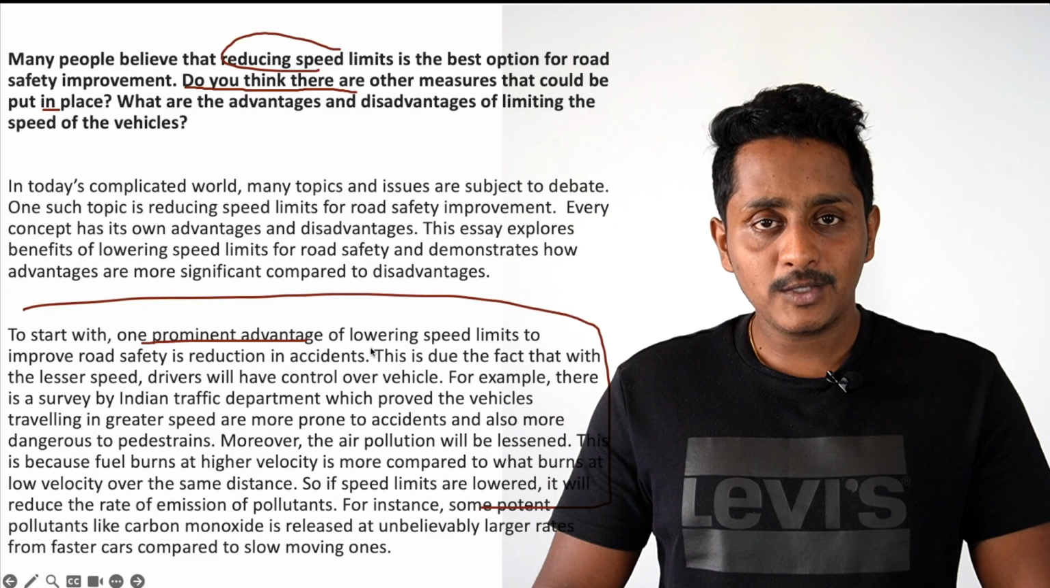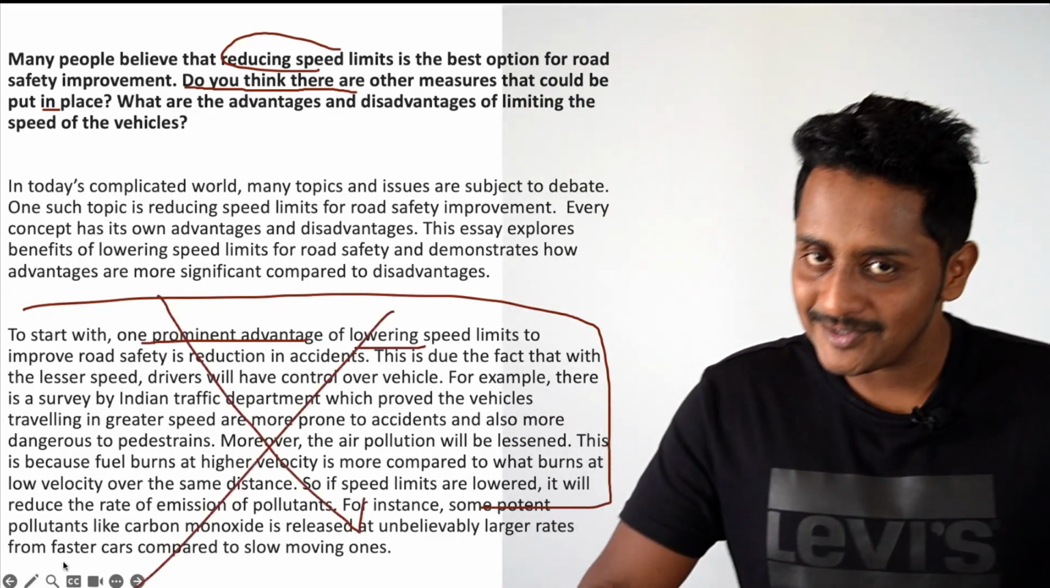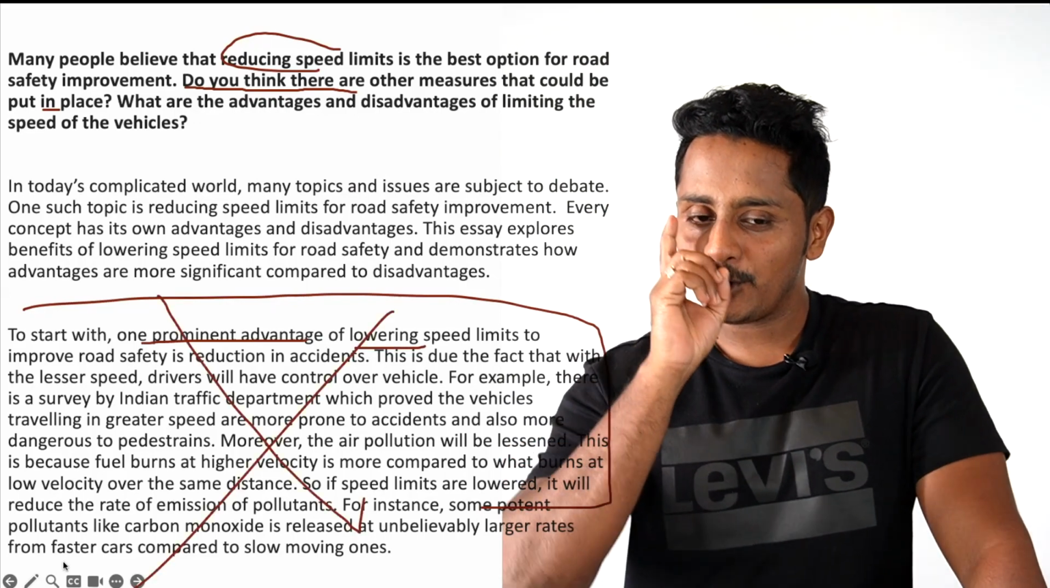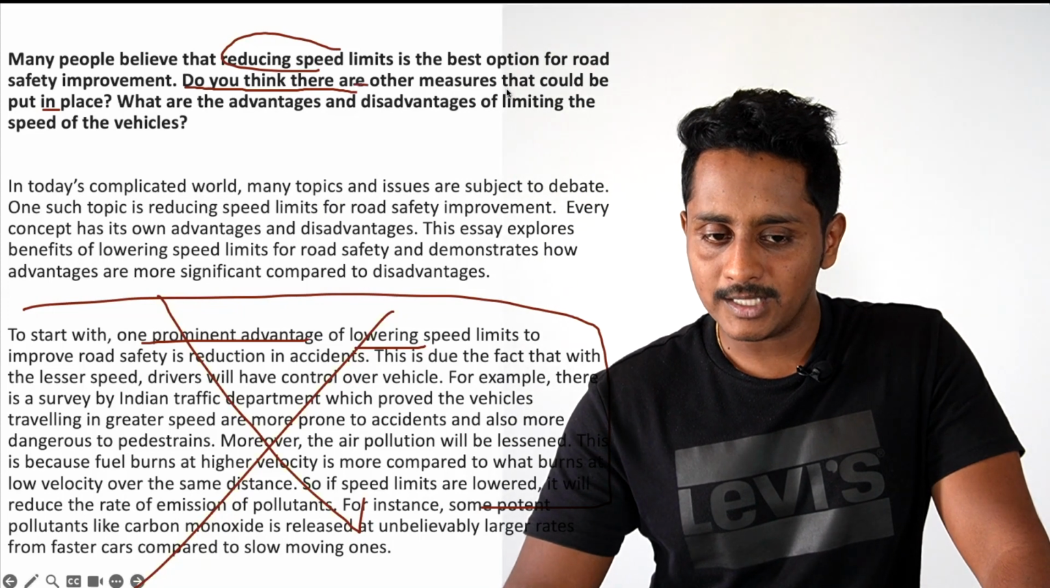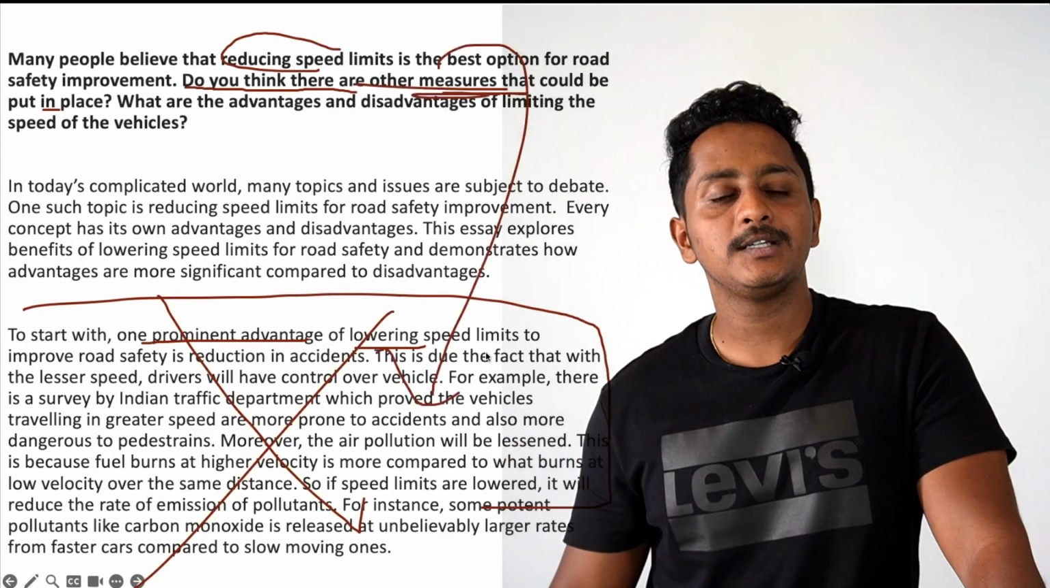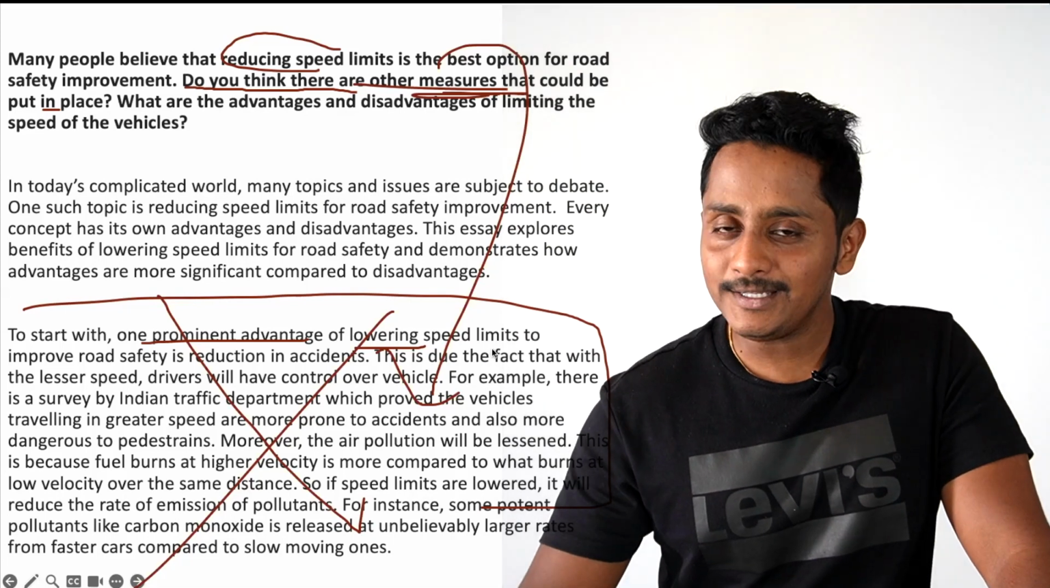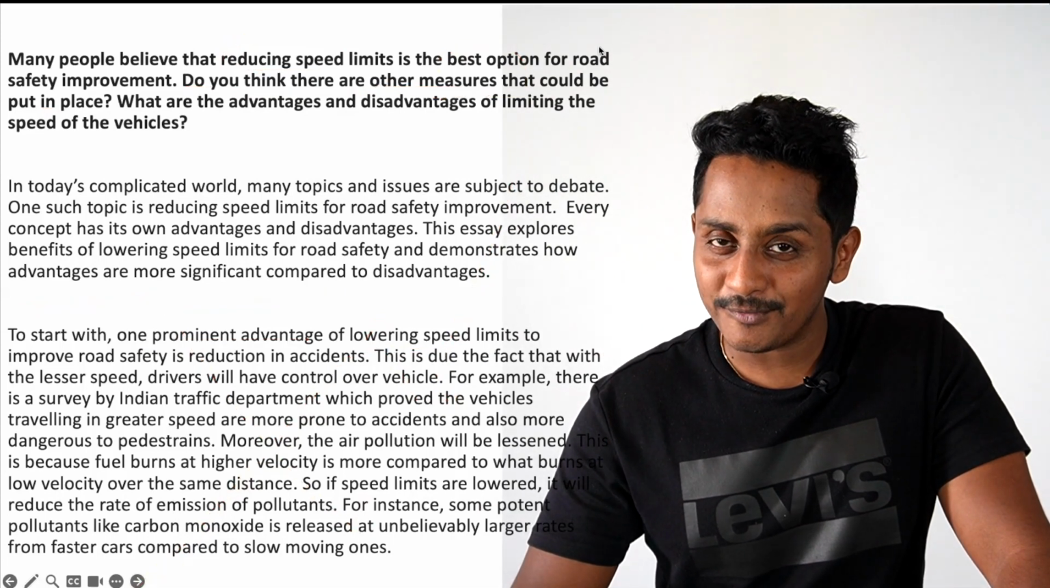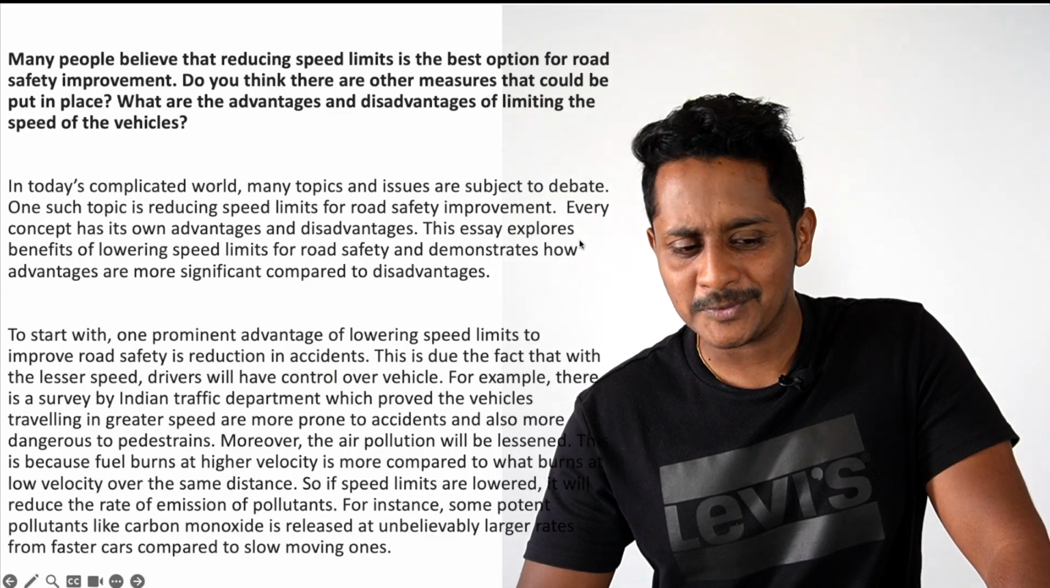One prominent advantage of lowering the speed limit, that is not the question. The question is what are the other measures that could be put in place, which she has completely skipped. Hope you get it. At least not in the second paragraph, she has not written it. Let's check out the third paragraph in just a while.